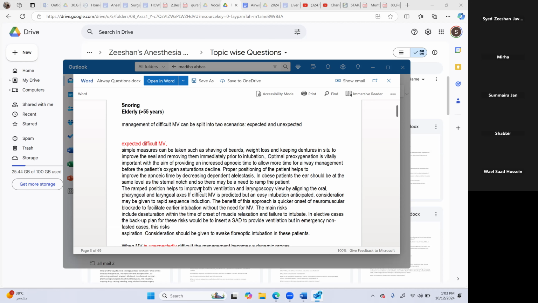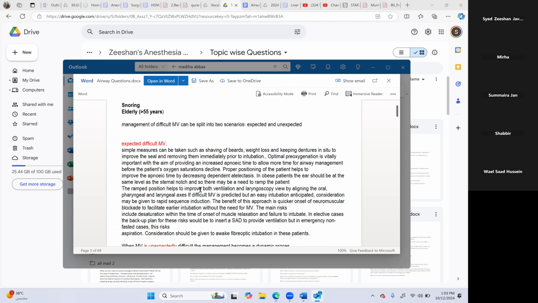In light planes of anesthesia, sometimes it's difficult. But if you have any doubt, it's better to keep the spontaneous ventilation intact, okay, and do inhalational induction. So that will also solve the problem because now the patient is breathing on their own. You don't need to ventilate.